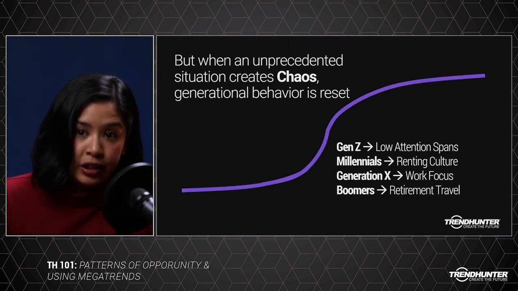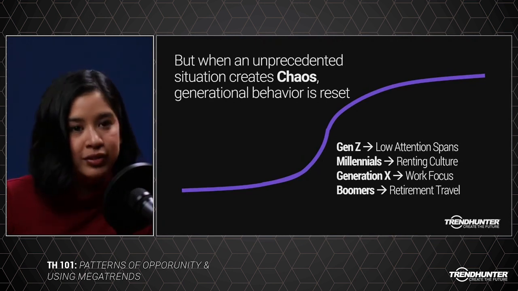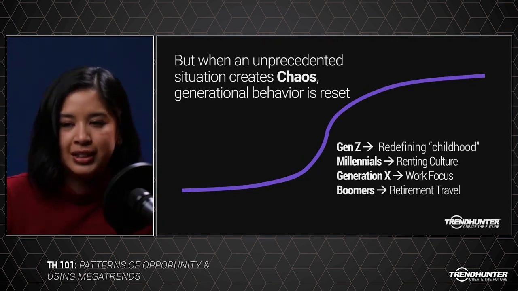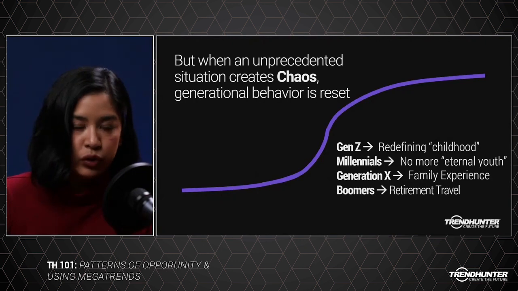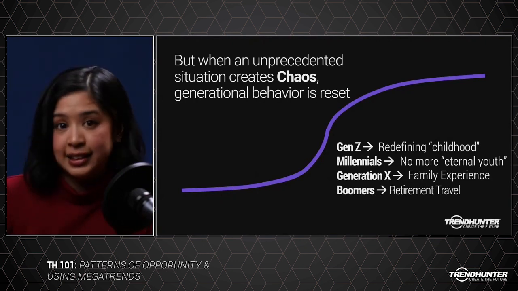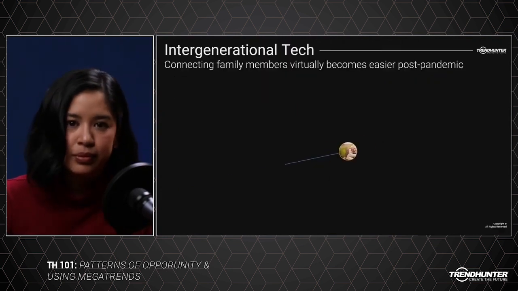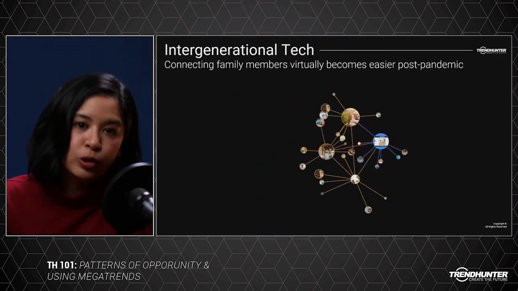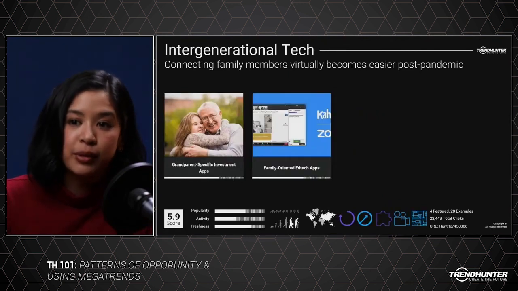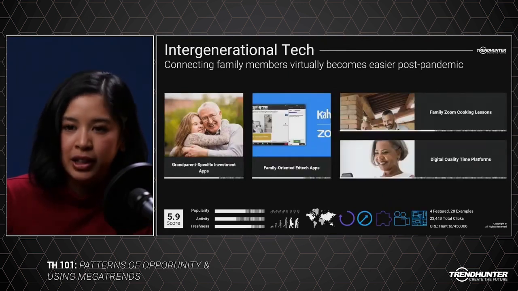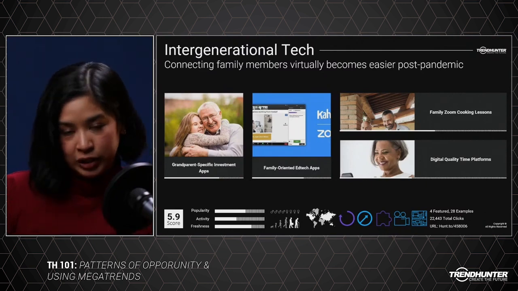But as I said, unprecedented situations create chaos and reset generational behavior. And what we've seen over the past couple of years is Generation Z redefining childhood, millennials growing out of that eternal youth, Generation X focusing more on family experiences, and, as I said earlier, baby boomers surprising us by becoming really active on social media. Now, one of our insights or macro trends that really encompasses this is intergenerational tech. Here we see connecting family members virtually becoming easier post-pandemic, specifically because older generations have become increasingly comfortable using that technology.